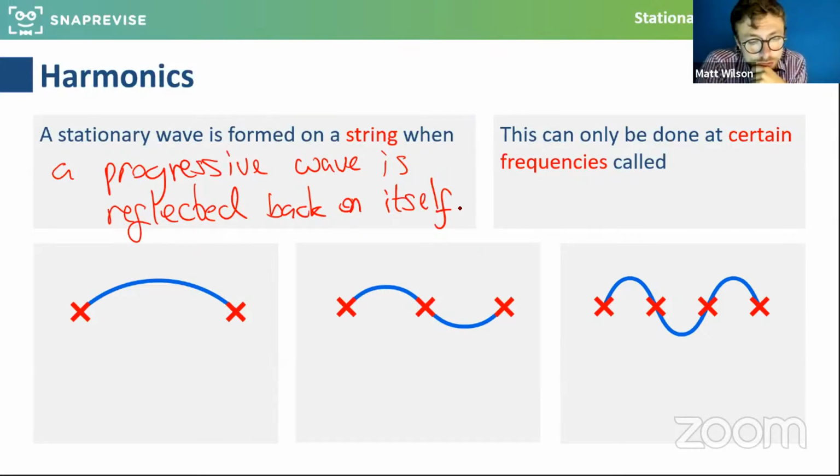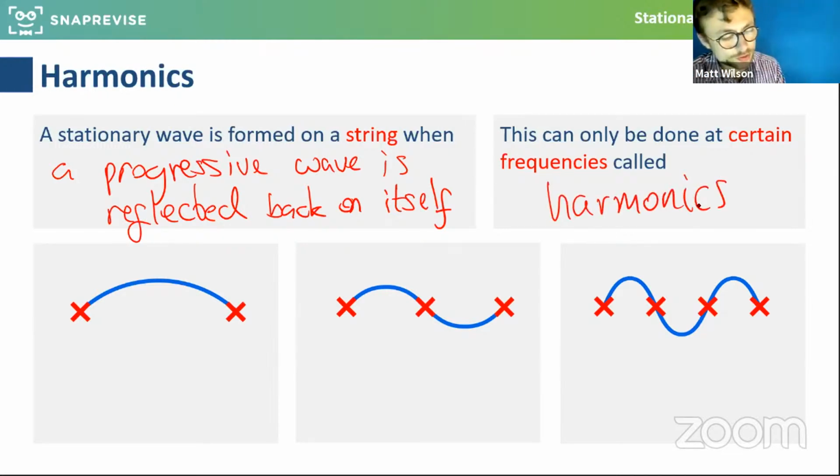Now it turns out that you can only do this at certain frequencies of waves called harmonics. So I fix my length of string, and I want to find what stationary waves I can have. And the point is, the ends of my string are fixed, and as a result, they can never move. Therefore, you must have a node here and a node here.